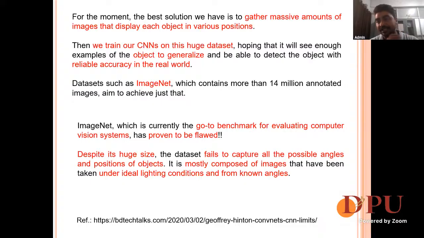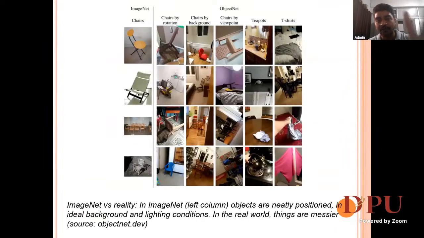Now, ImageNet is a particular data set, which I talk about, with 14 million data. All of these ImageNet data are so-called good data, because if you look carefully at the ImageNet data, on the left-hand side, the chairs look like something like this. All are taken in proper lighting condition, proper shape, proper angle, and all are so-called good data. But the overall ImageNet system is never trained with the chairs shown on the right-hand side.